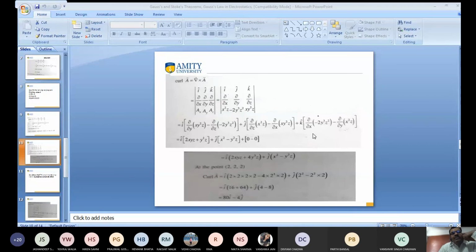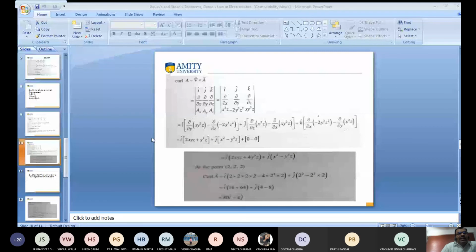Is there some mistake? Oh, this is the mistake. Okay, here is the mistake. This value is 2xy, and this is 4y cube z. This is the mistake here. Okay, there is a mistake. 2 to 4, okay, z.